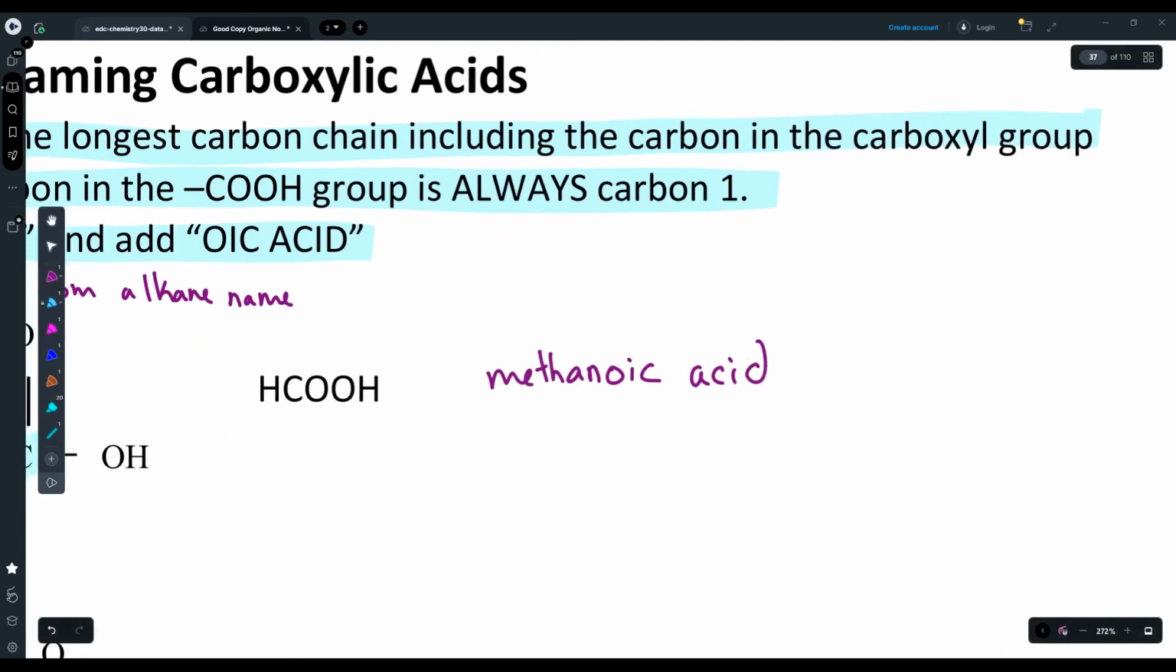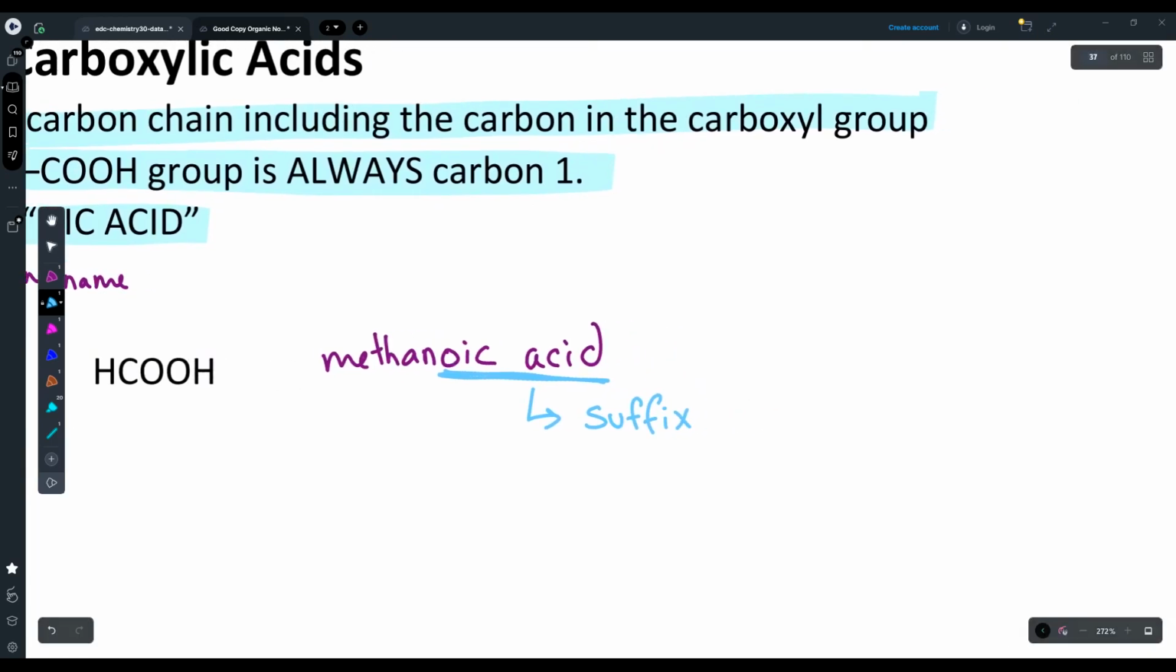So this oic acid part, when you're trying to go from a name to a drawing, that's your key indicator that your compound is a carboxylic acid. That's the specific suffix that tells you you have a carboxylic acid.